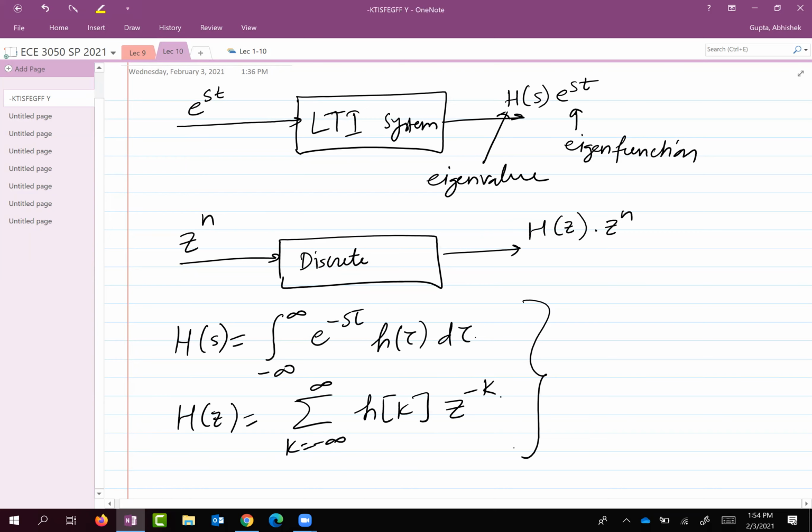Although it's not written in the book, these quantities are actually called transfer functions, if you view them as functions of s or z. And we will talk about the transfer function of LTI systems in probably a month or so from now. So they are eigenvalues of the LTI system, and they are also called the transfer function if you view them as a function of s or as a function of z. This is what we did in the previous class.